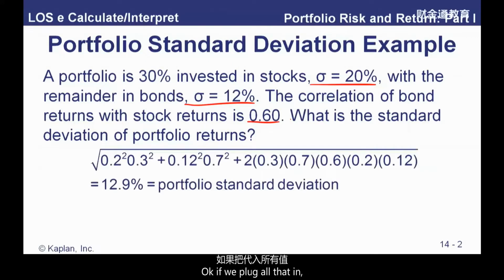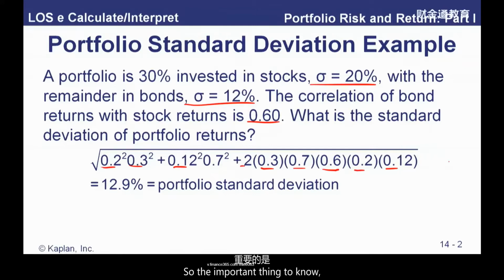Okay, well, if we plug all that in, so here is our standard deviation. Here's our weight squared, not standard deviation. This is our variance, because it has a squared term, times the weight squared. Variance times the weight squared, 2, weight 1, weight 2, correlation, and then standard deviations here. Take the square root of all that, and we get 12.9%.